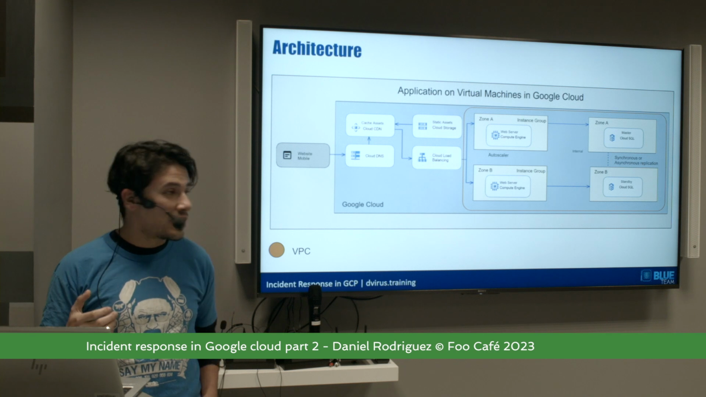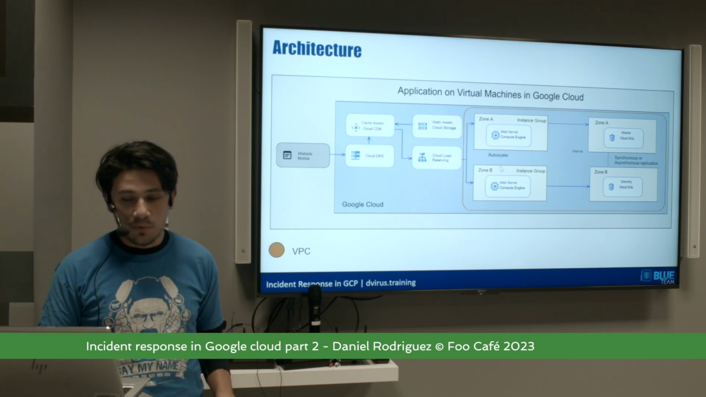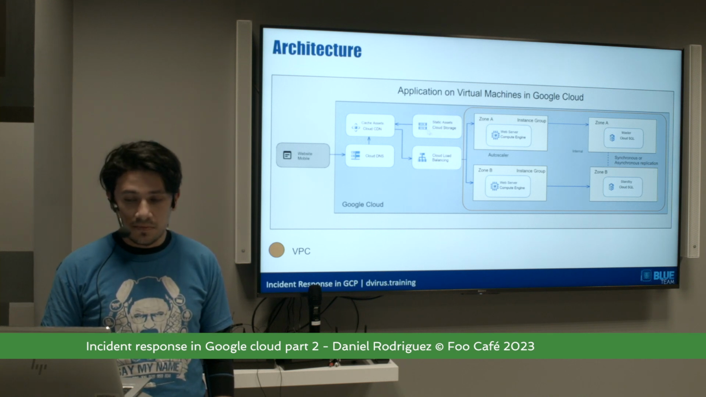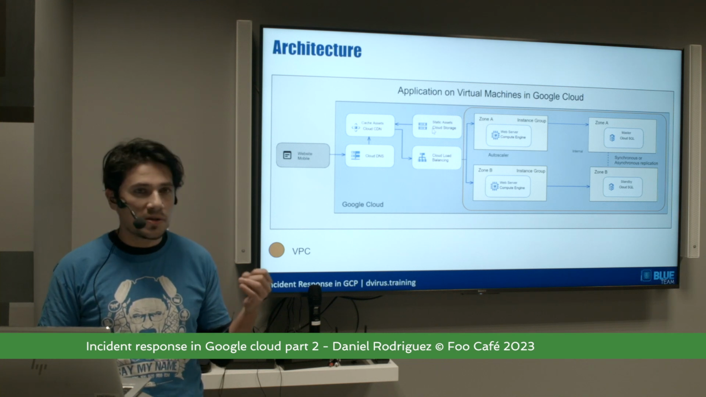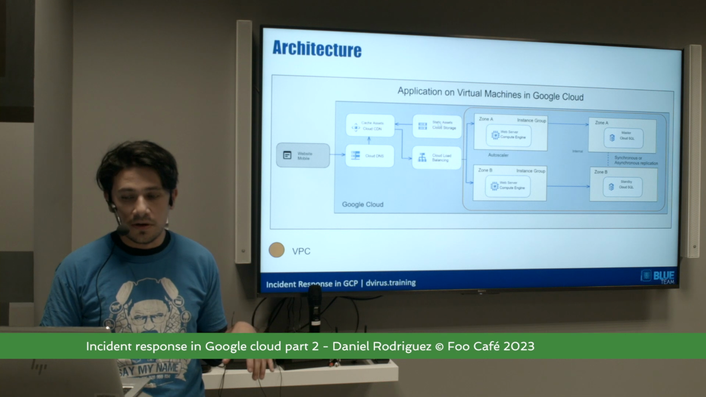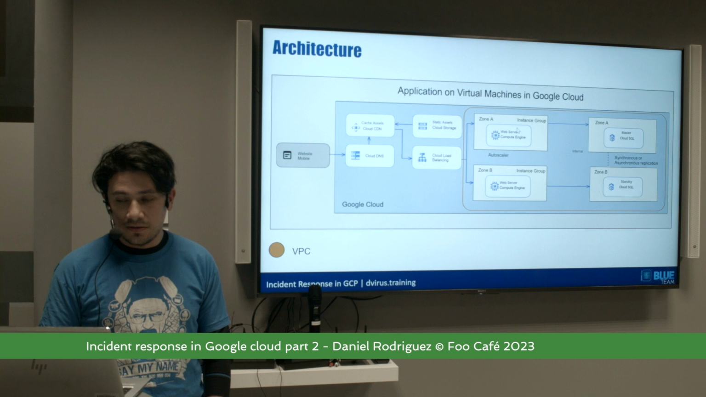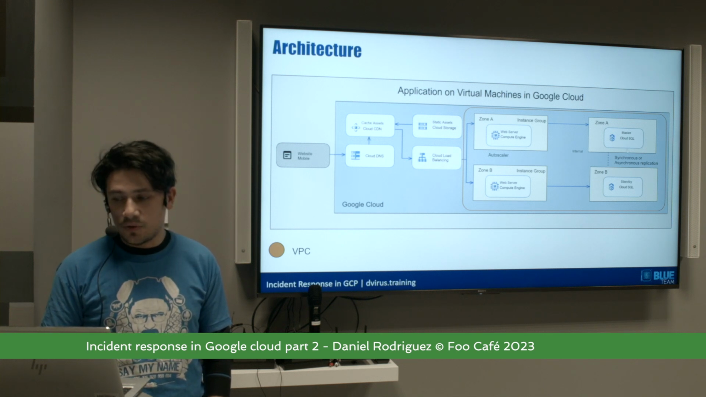So this is the architecture that I built for our demo. We have a website in Google Cloud. We have a Cloud DNS. We have a Cloud Content Delivery Network that basically takes all the media, videos, and images, which are stored in Cloud Storage. We have a load balancer, 2 web servers with Nginx, and 2 SQL databases.